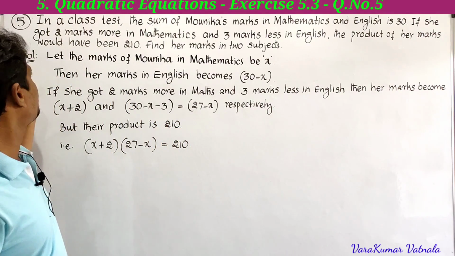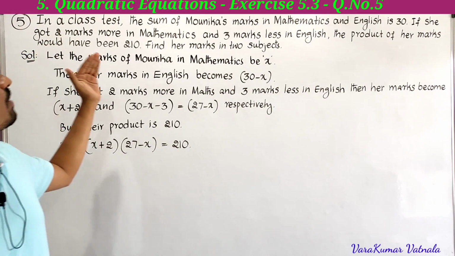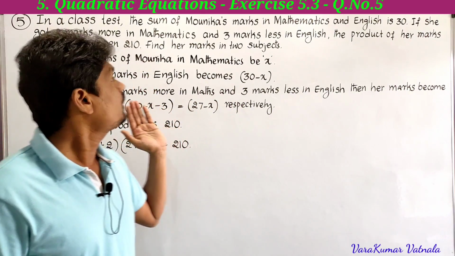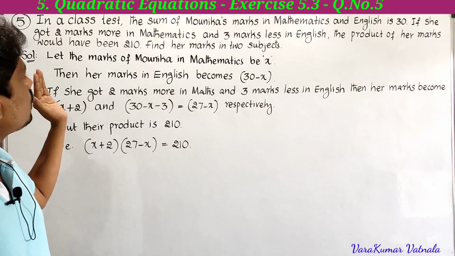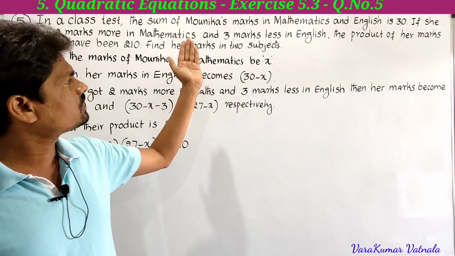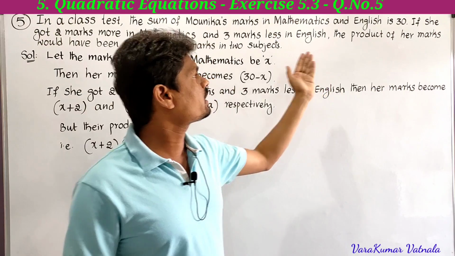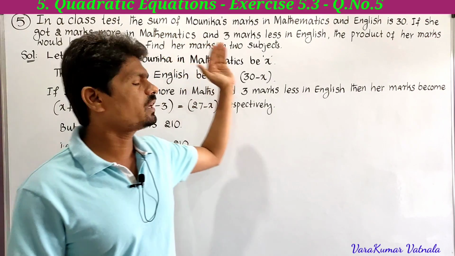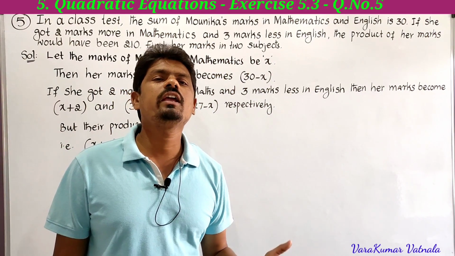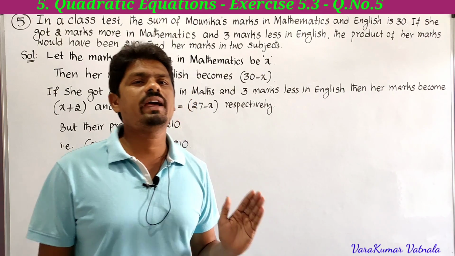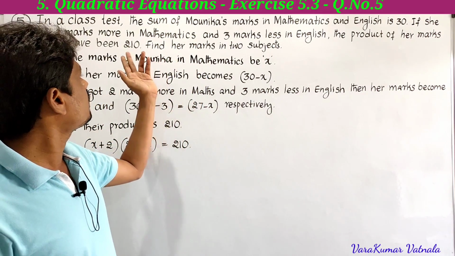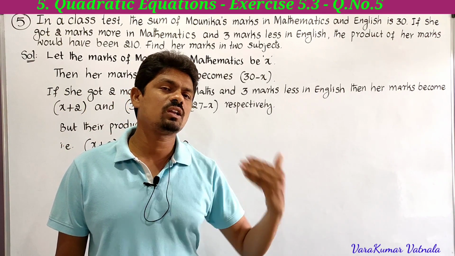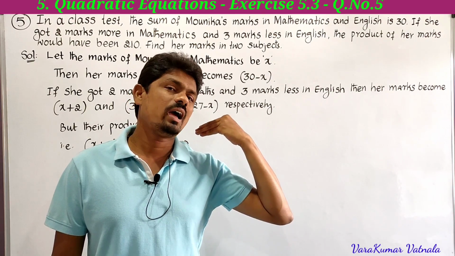See here what he is asking to find. In a class test, the sum of Monika's marks in mathematics and English is 30. If she got 2 marks more in mathematics and 3 marks less in English, the product of her marks would have been 210. Find her marks in 2 subjects. So he is saying about the marks of Monika in maths and English. The sum of the marks in both the subjects is 30, but we don't know how many marks she got in maths and how many marks she got in English.